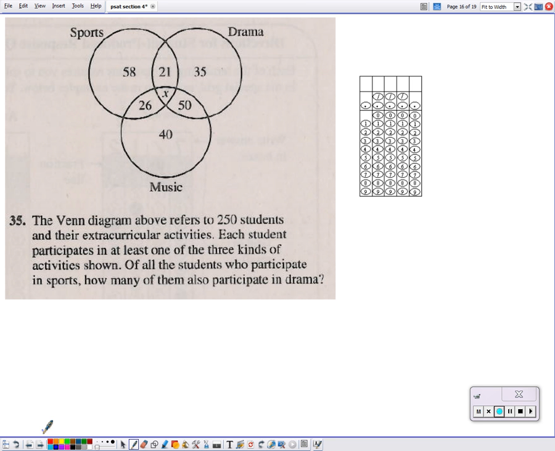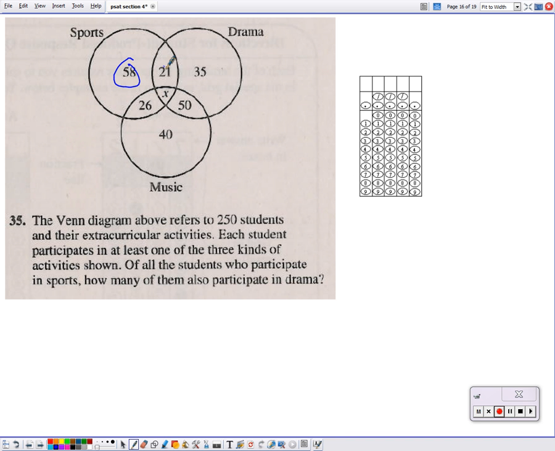The Venn diagram above refers to 250 students and their extracurricular activities. Each student participates in at least one of the 3 kinds of activities shown. Of all of the students who participate in sports, how many of them also participate in drama? The first thing I need to do is figure out how many kids participate in all 3.